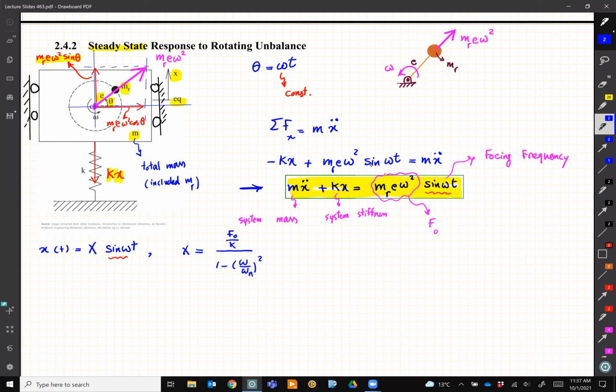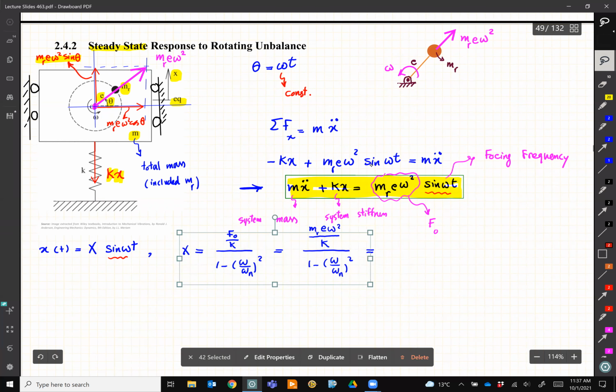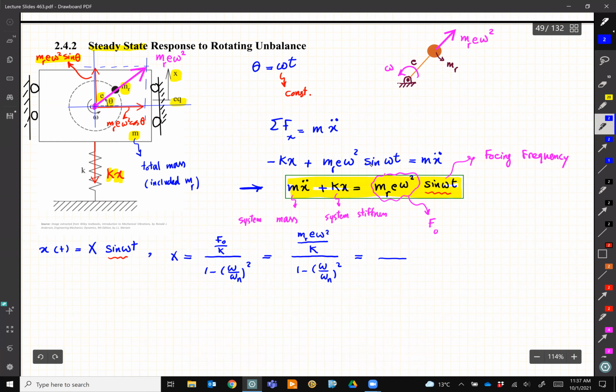If you notice, I'm just using one formula over and over again, right? Let's substitute this value there and see what we get. So F0 is m r e omega squared divided by K, over 1 minus omega over omega n squared. Just going to manipulate this equation a little bit, see if I can make it nicer, because right now I don't feel okay. I feel like I have everything scattered. So why don't we multiply everything up there by an M and divide by an M?